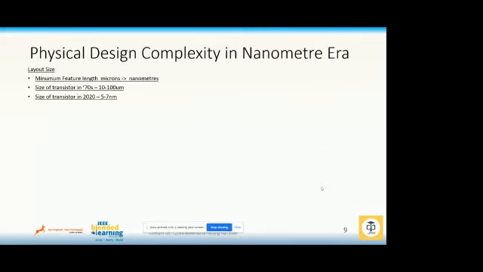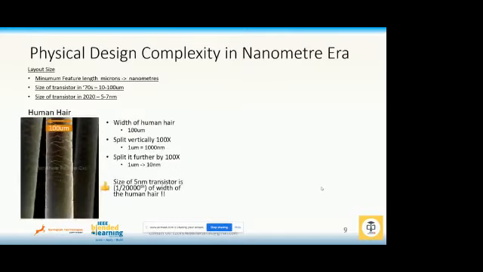Okay. So with this, I wanted to give you a glimpse of the complexities that we are seeing in the nanometer era. If you look at the size of a transistor in the 70s, it was anywhere between 10 to 100 micron. This is the transistor channel length. And if you look at the size of transistors in 2020, it's 5 to 7 nanometer. That is the technology that we are working on now.